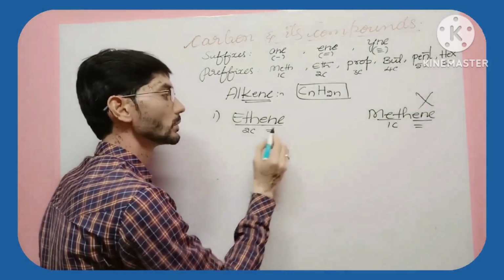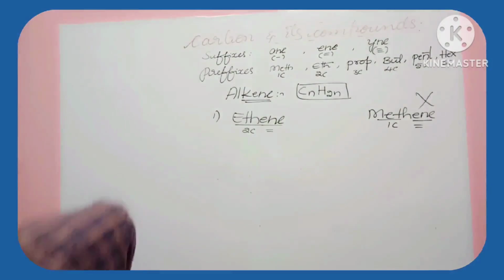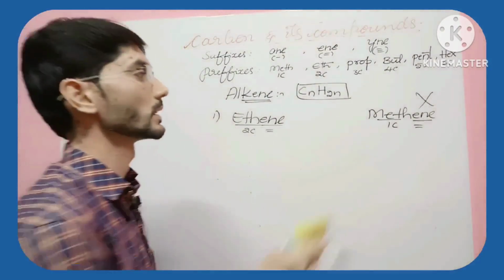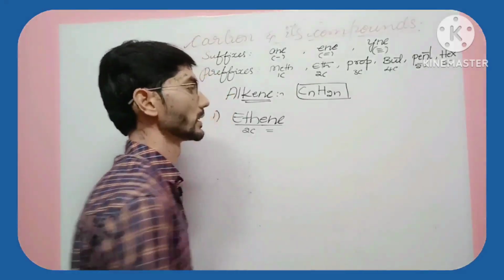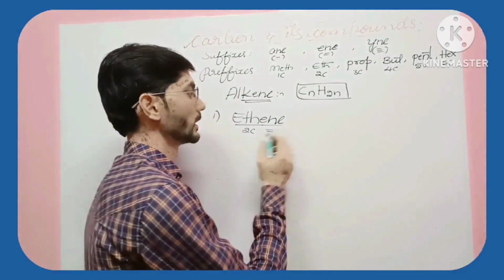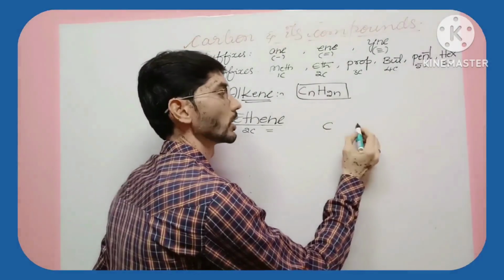ENE means here, we remember, it is a double bond. Eth means it is nothing but a double bond. Now let's write the structure. Two carbon atoms are there. Two carbon atoms you write.